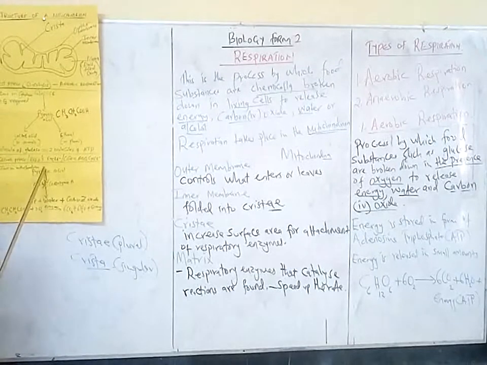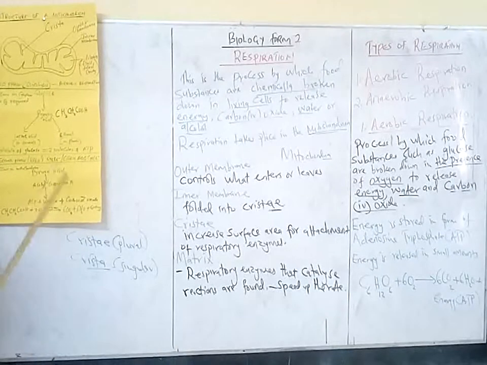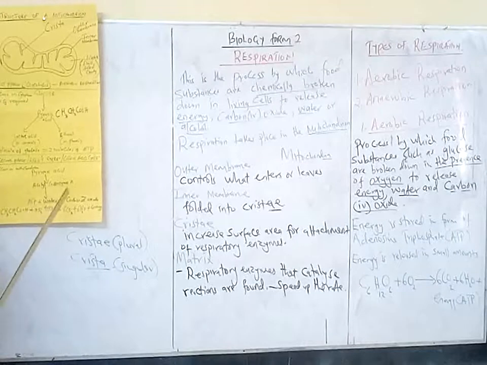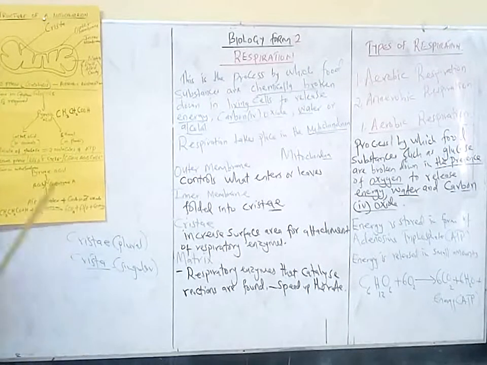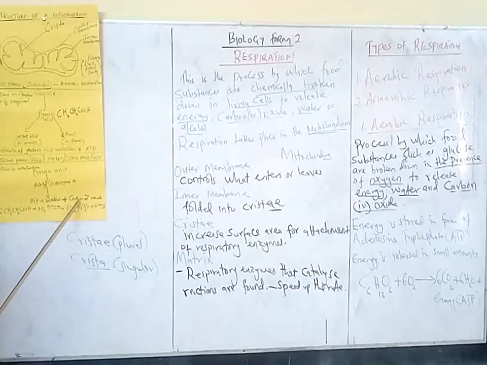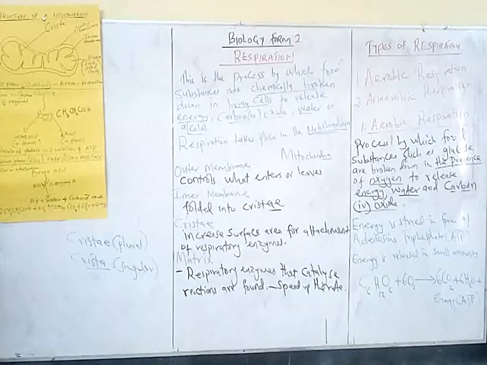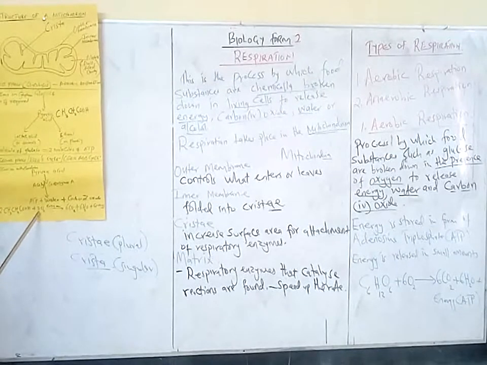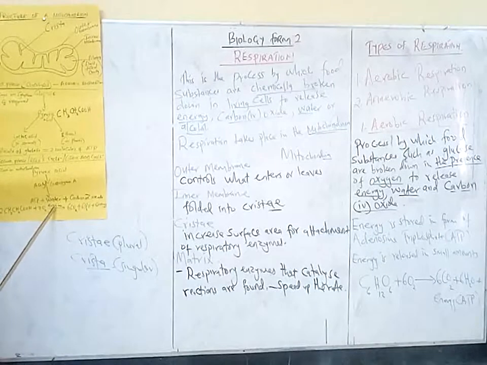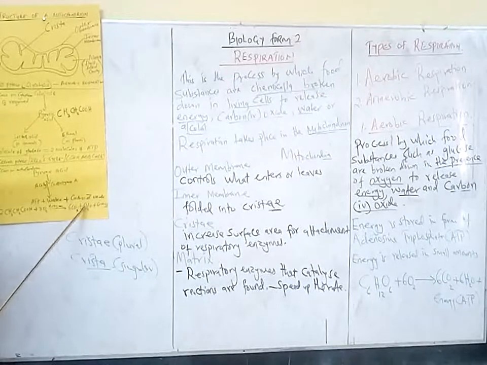Again, pyruvic acid is broken down in a series of reactions. As you can see, I've written something here, acetyl coenzyme A. But what you need to understand is that a series of chemical reactions break down the pyruvic acid from the glycolysis phase into energy, water, and carbon dioxide. So this is the summary: pyruvic acid in the presence of oxygen, and all these things must take place in the presence of enzymes, into carbon dioxide, water, and energy.